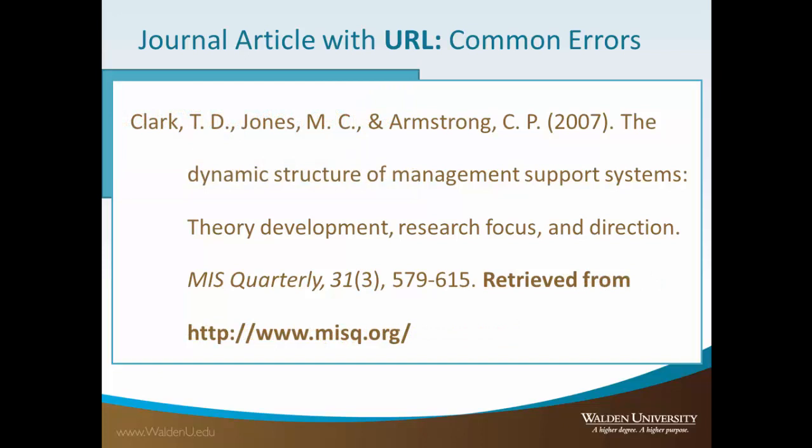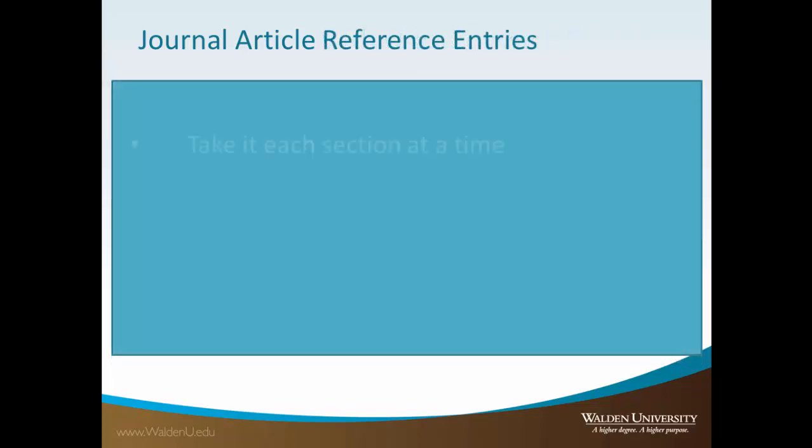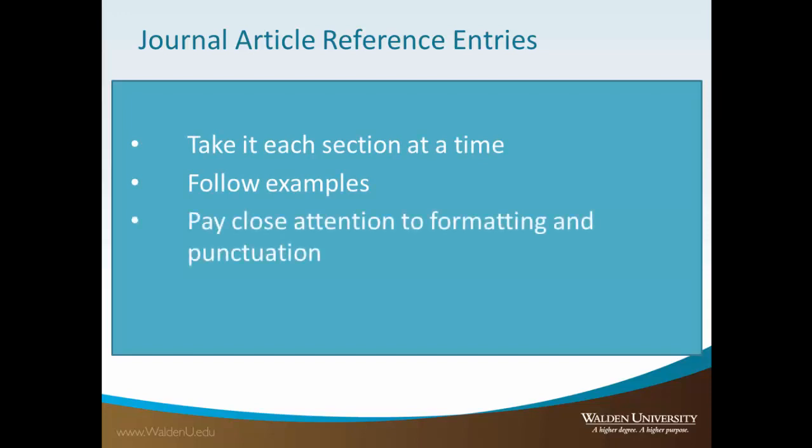Instead, remember to just include the words retrieved from and the home page of the journal. And that's it! While journal article reference entries might seem complicated at first, you'll master them with practice and by following these suggestions. Approach the reference entry a section at a time. Follow the examples on our website, in this video, and in the APA manual. Pay close attention to formatting and punctuation, and ask if you have questions. We're happy to help.